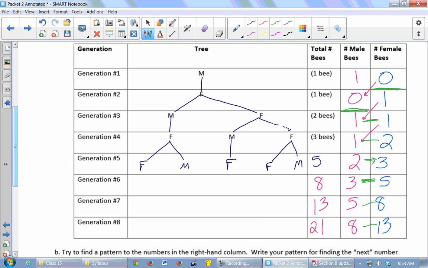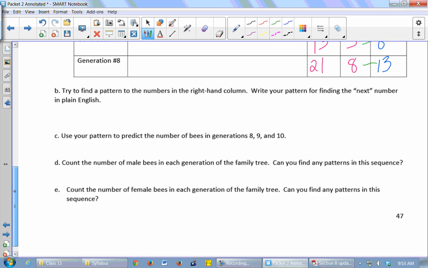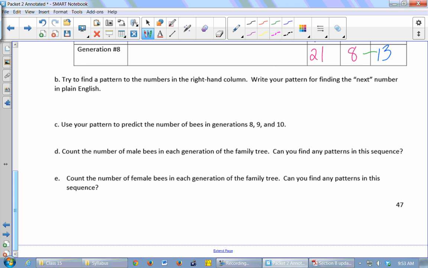So if you look, starting at the top of the total number of bees list, 1 and 1 is 2. 1 and 2 is 3. 2 and 3 is 5. 3 and 5 is 8. 5 and 8 is 13. So we would predict that generation 9 would be 34. And generation 10 would be 21 plus 34, which is 55.